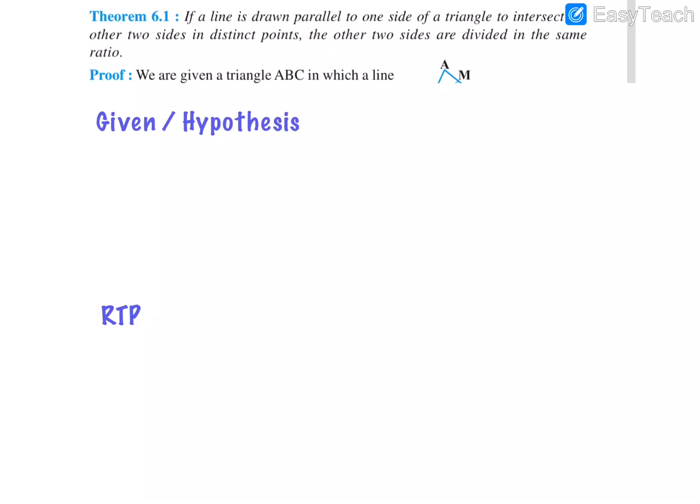Now, what is the first line? If a line is drawn parallel to one side of a triangle. So first what we need is a triangle. Let's draw a triangle and name it ABC. If a line is drawn parallel to one side of a triangle, let us consider any side. You can take AB or AC or BC, anything. So let's take BC.